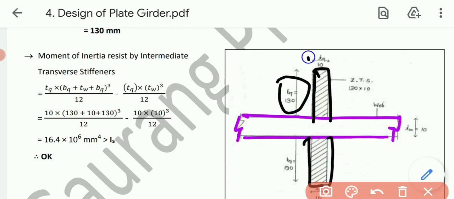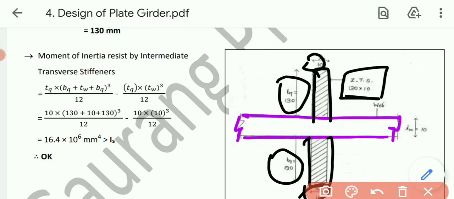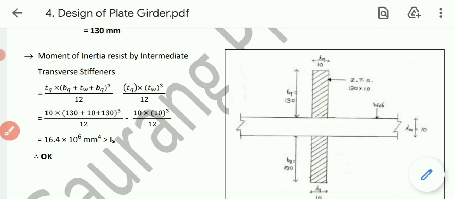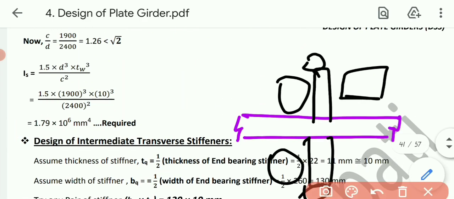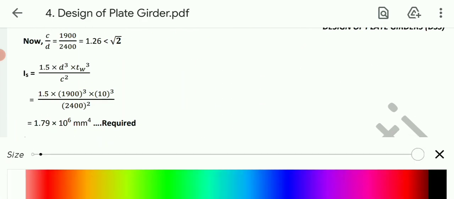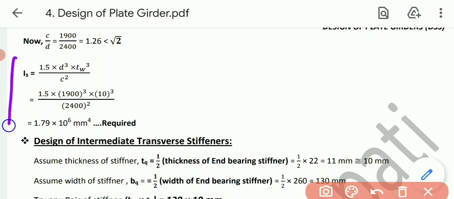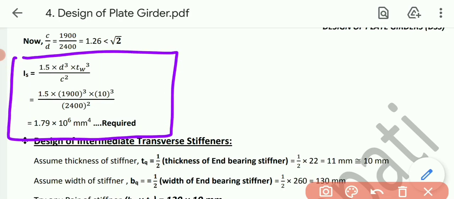Dimension is 130 by 10, again 130 by 10. Okay, so that's our ITS, 130 by 10. First of all, we have got the target of the moment of inertia. We have already calculated it over here. That is this one. So we need to resist this moment of inertia by the stiffener which we have designed.